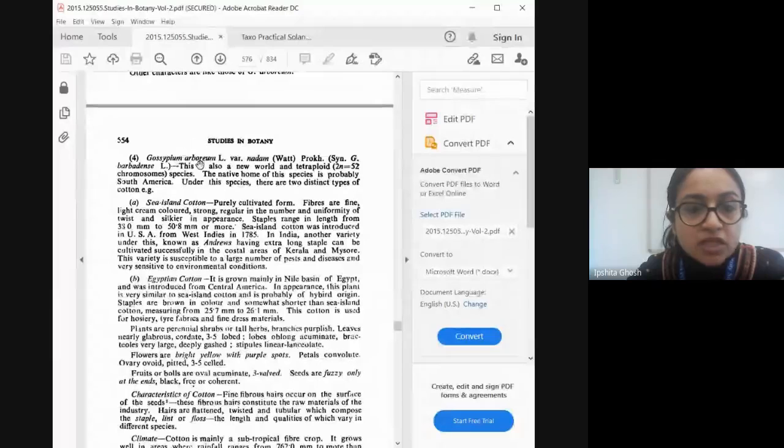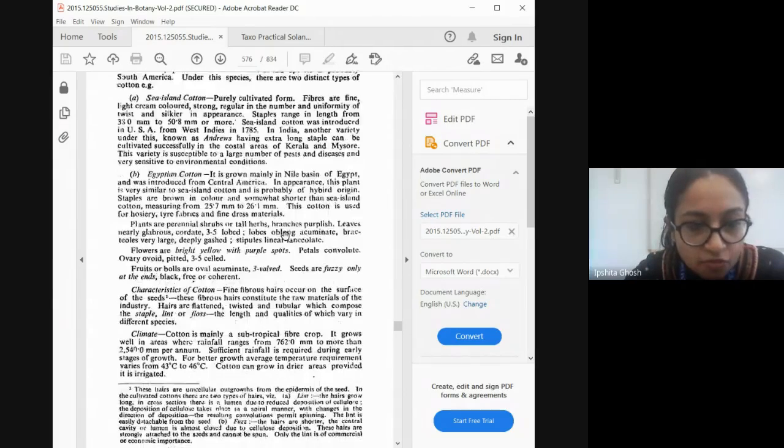Okay. So Gossypium arboreum variety nadum is also there. This is not very important. This is another tetraploid species, so you can skip this. Okay. So there are different varieties of cotton.